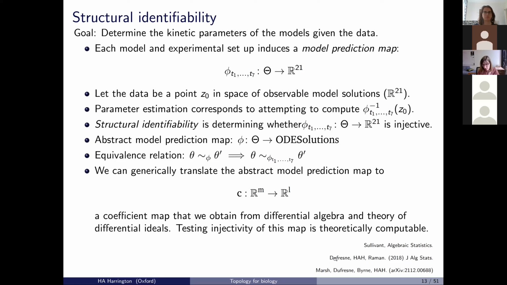And so I would like to highlight, I'm going to give the definition of structural identifiability on the next slide. This was modified from Seth Sullivan's book. We developed this geometry of sloppiness led by Emily Dufresne. And then for talking about this particular setup with our ODE system, it's in this current preprint.